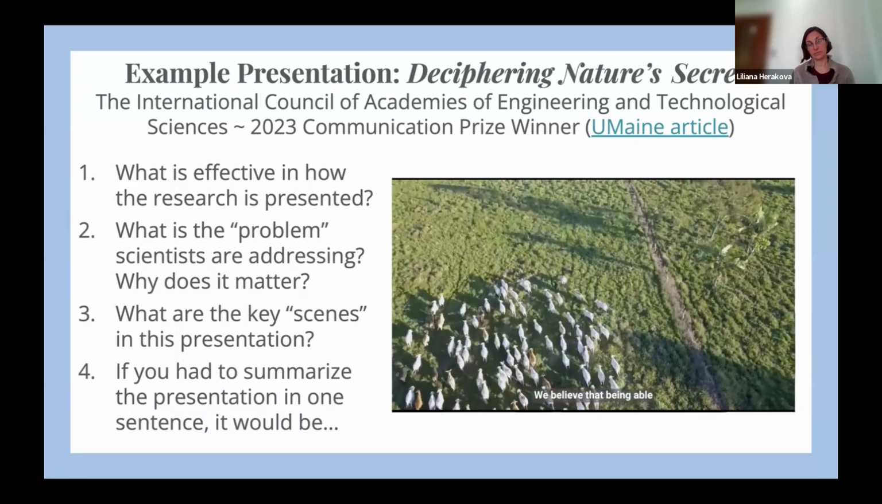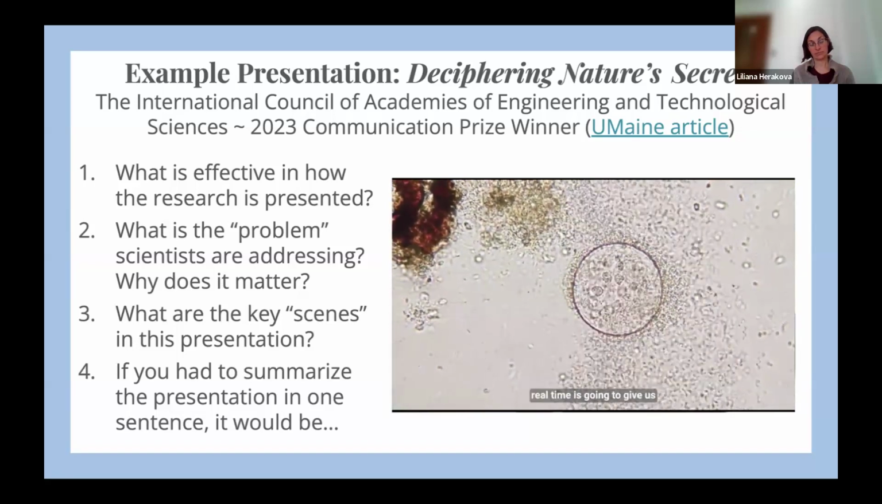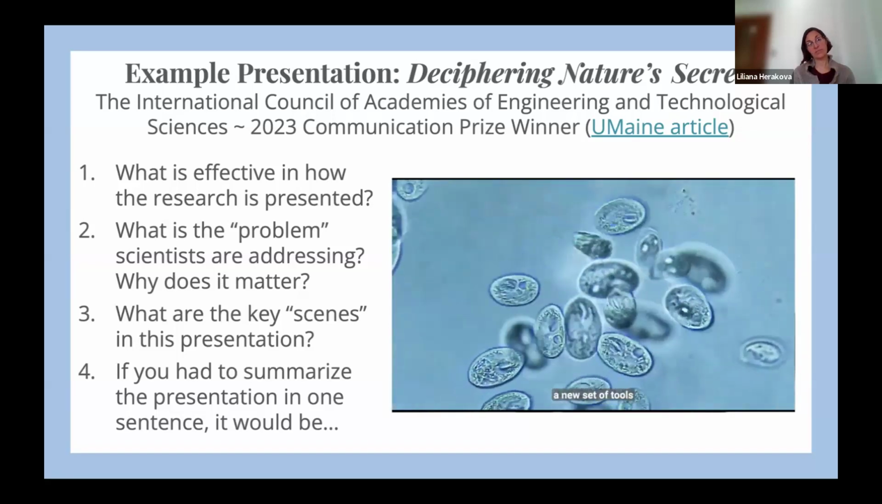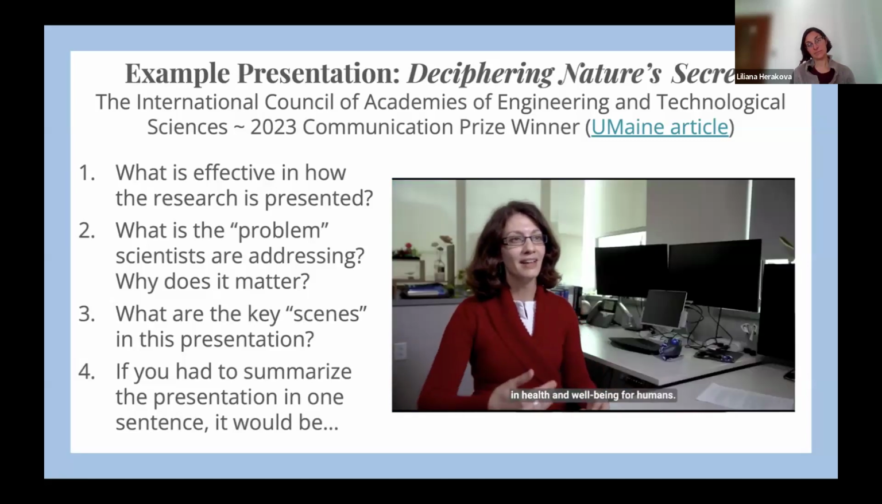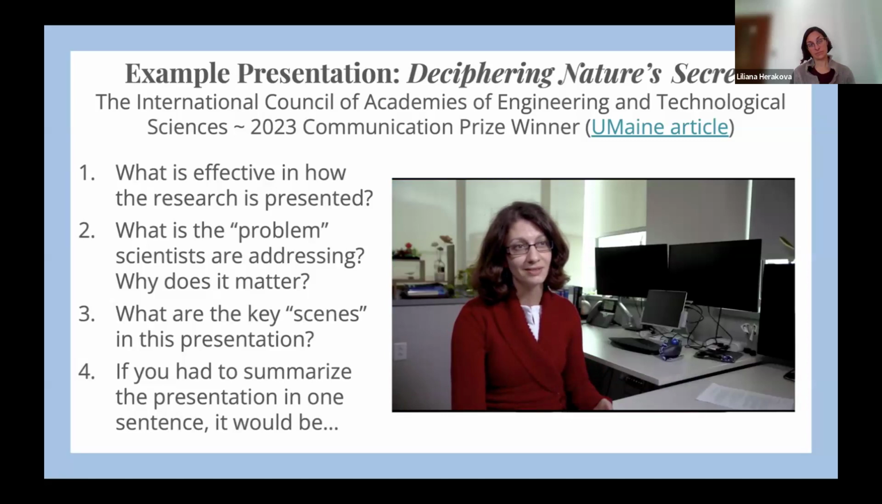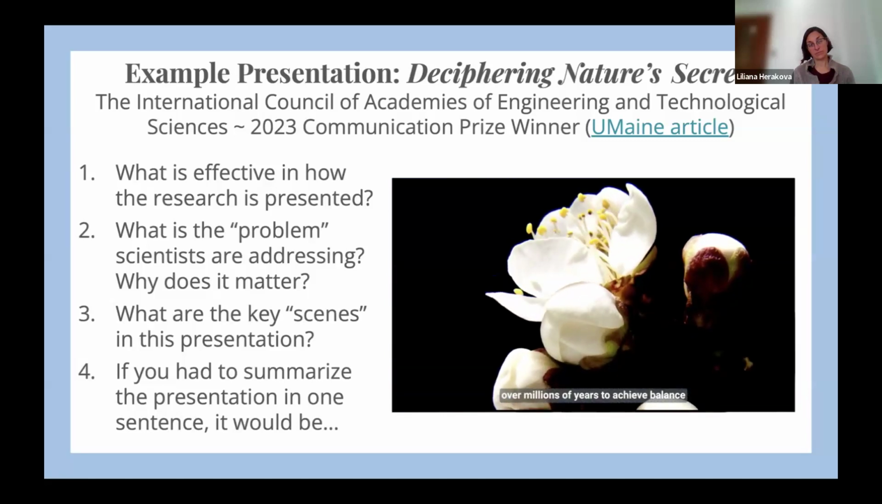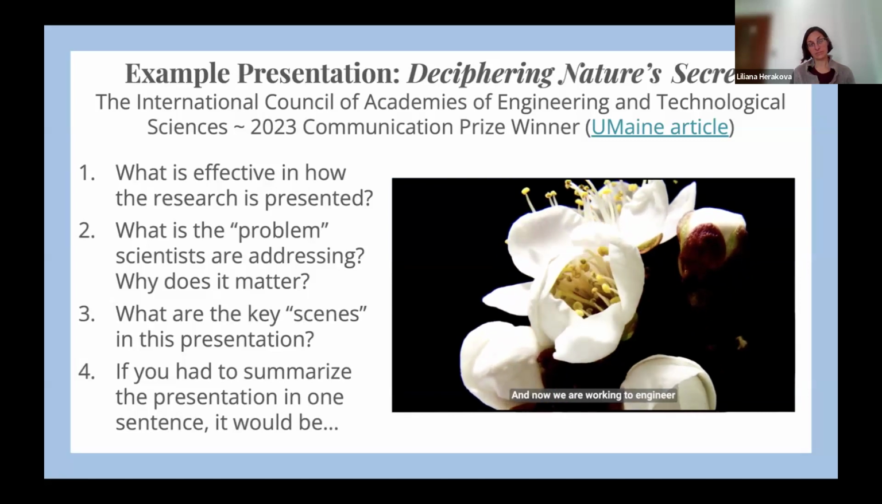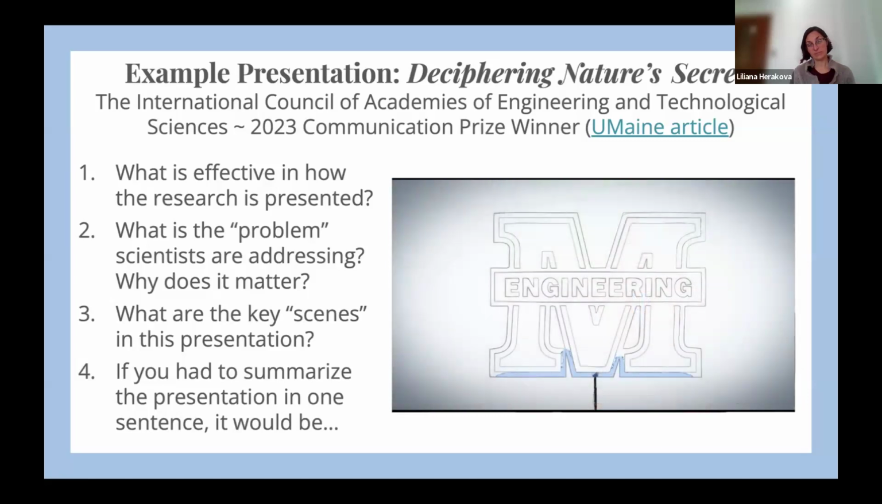We believe that being able to communicate with bacteria in this way, in real time, is going to give us a new set of tools for being able to look at bacteria as a potential partner in health and well-being for humans. Nature has evolved over millions of years to achieve balance with these organisms, and now we are working to engineer a part of that balance into human materials and processes.